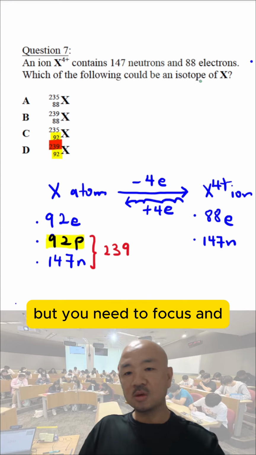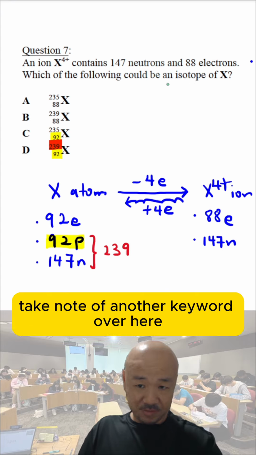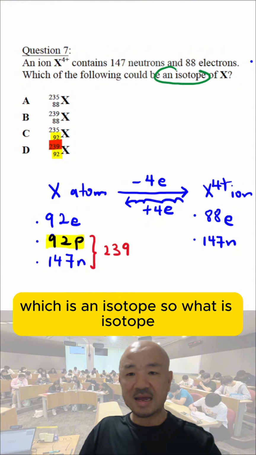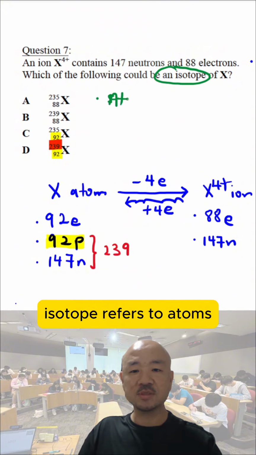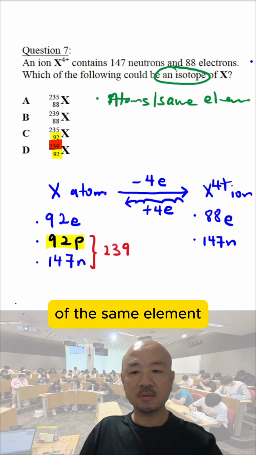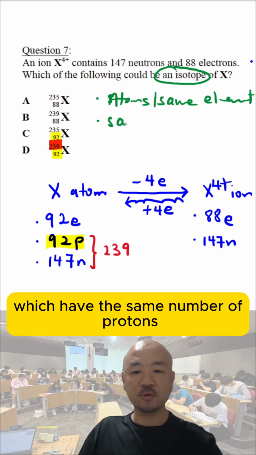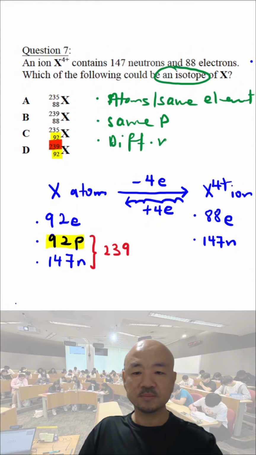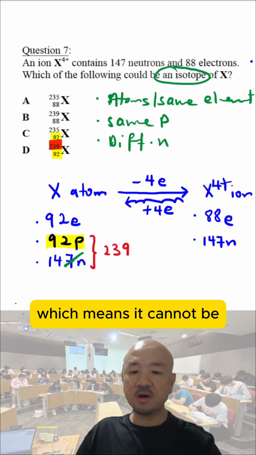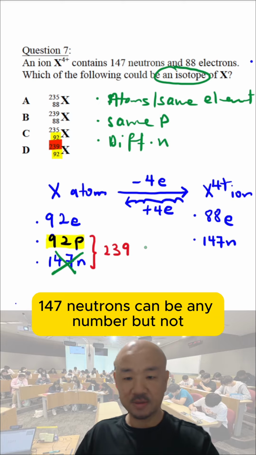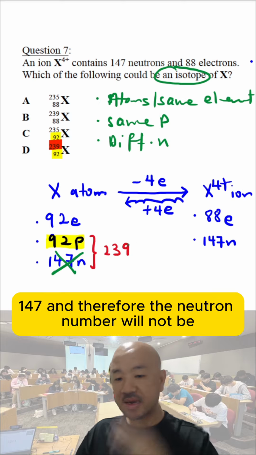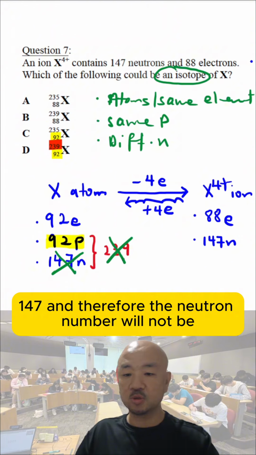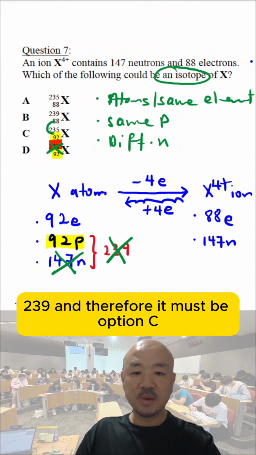But you need to take note of another keyword over here, which is isotope. Isotopes refer to atoms of the same element. They have the same number of protons, but a different number of neutrons, which means it cannot be 147 neutrons. It can be any number, but not 147. And therefore, the nucleon number will not be 239. And therefore, it must be option C.